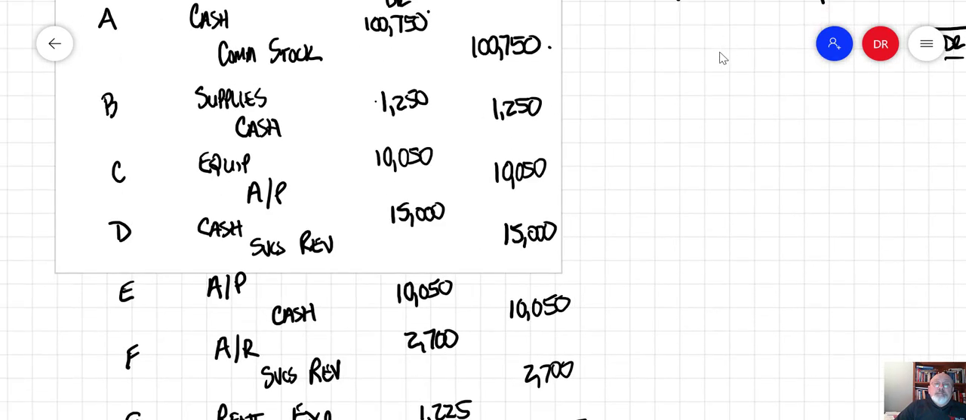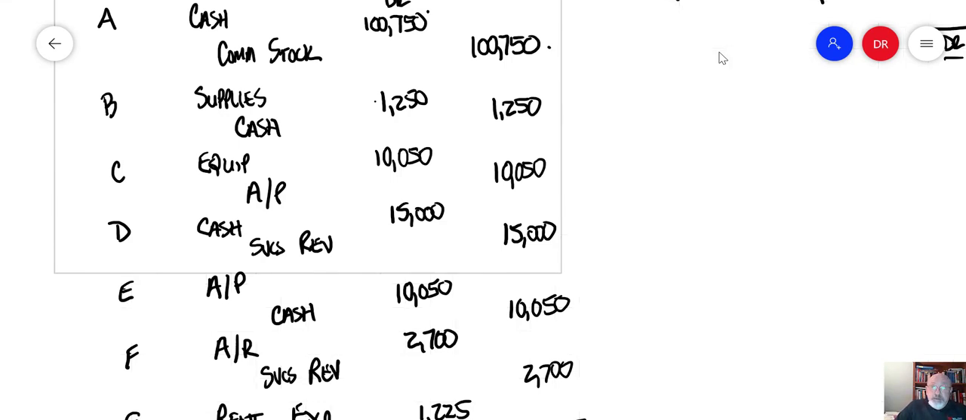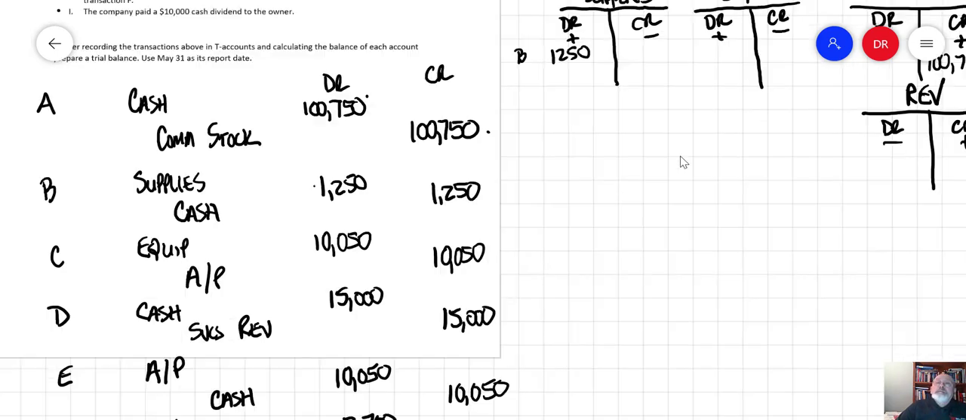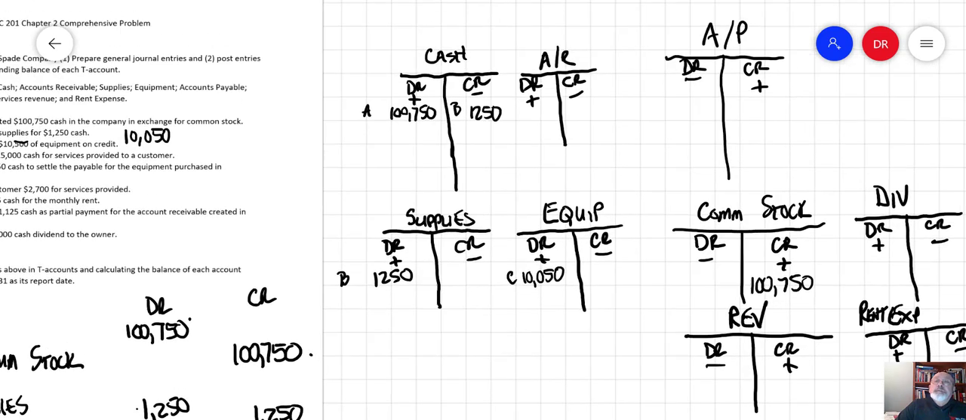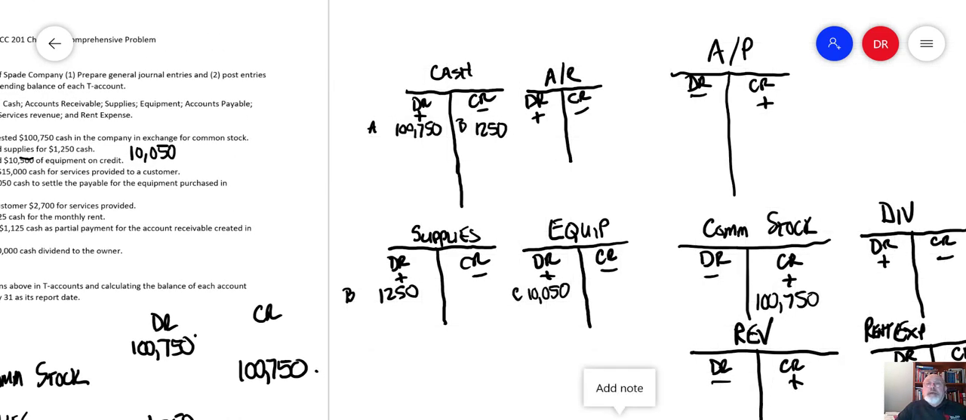And then when you get to equipment, you're going to purchase it with credit. So you're going to debit equipment for $10,050. We come over to equipment, we're increasing it by $10,050. And then we're going to credit the payable for $10,050 for the equipment because we're buying this without cash. We're buying it on credit. So letter C goes as a credit to accounts payable because we're increasing liabilities, $10,050.